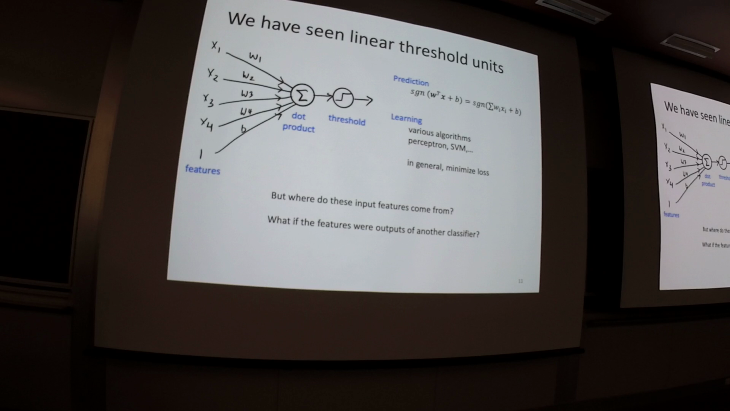So now that I want to create new features, why not use the output of this whole unit as one feature, and then I just create many such structures. So combine their outputs together as the input of this linear threshold unit. That's how we create new features.